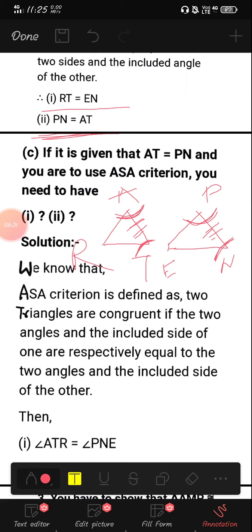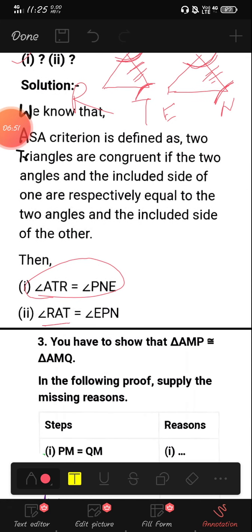So what we need, first thing, is angle T is equal to angle N. Here you can see it is written angle ATR is equal to angle PNE, and the second thing we need is angle TAR is equal to angle NPE. Write angle RAT, TAR is the same thing, is equal to angle EPN or NPE.